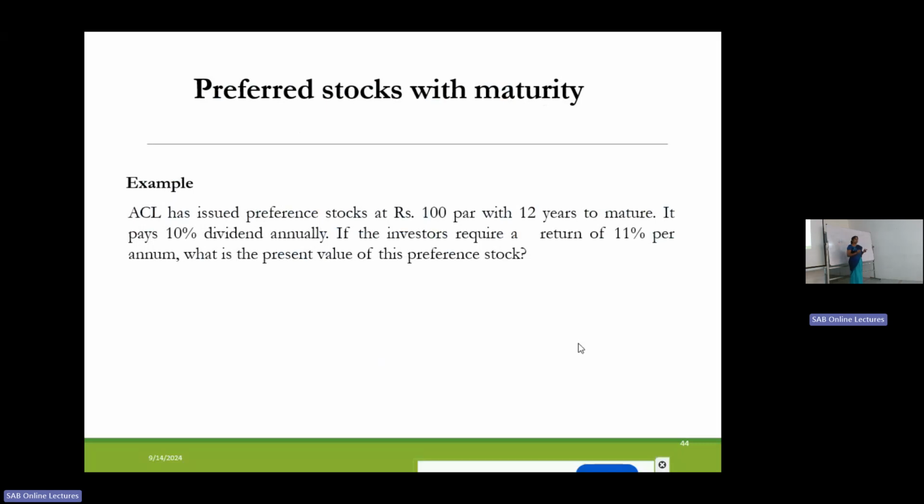So then how much is the annual dividend? 10 rupees. The annual dividend is 10 rupees. So this is an annuity.